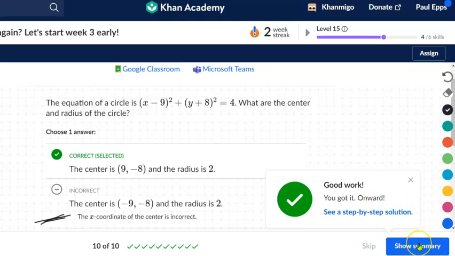Oh, is that the 10th question? All right, that's it. I think the math starts to get harder after this. I think that was the last foundation level math question.